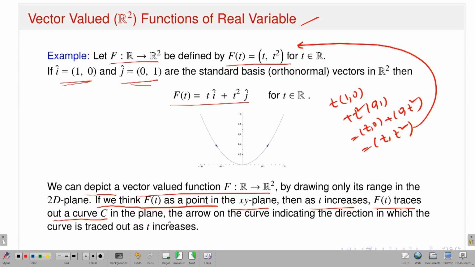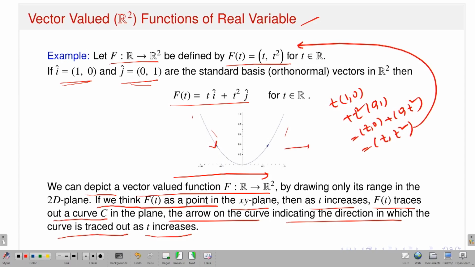In this case, what will happen? If I draw the arrow on the curve indicating the direction in which the curve is traced out as t increases, so that means t is from the whole of R. So if I go from minus infinity to plus infinity, it will give you this. So I have put an arrow mark. So it will give you this kind of curve. And this is nothing but, if you remember from your geometry, a parabola.